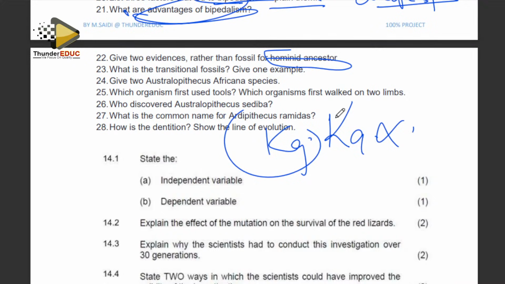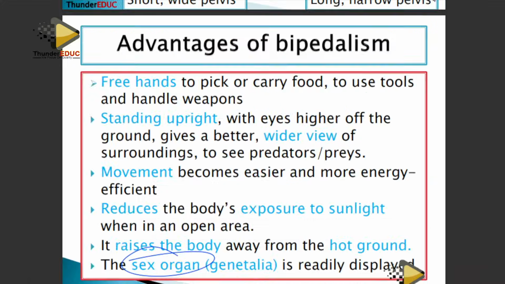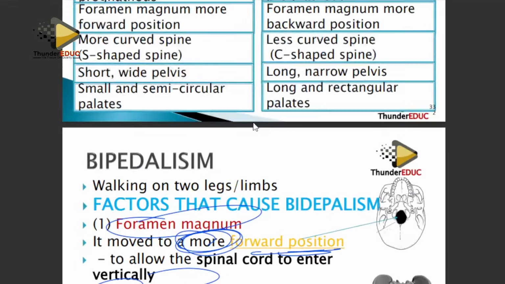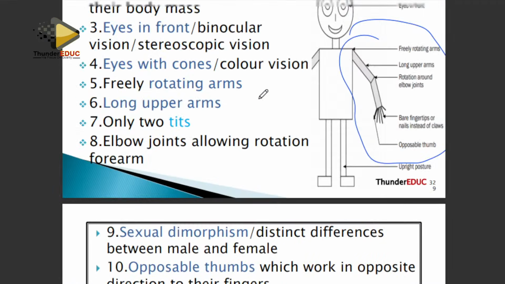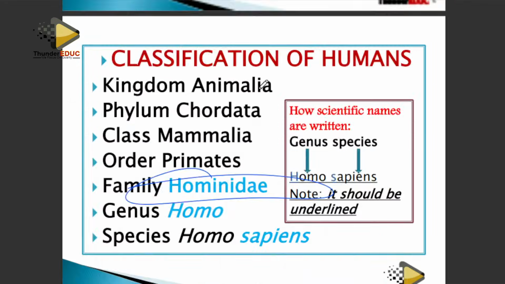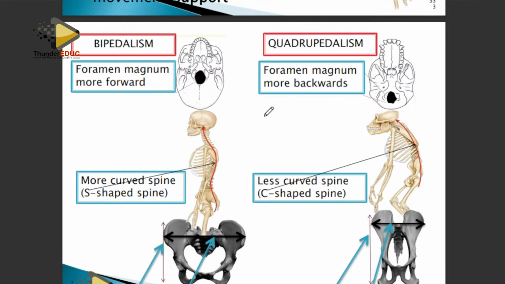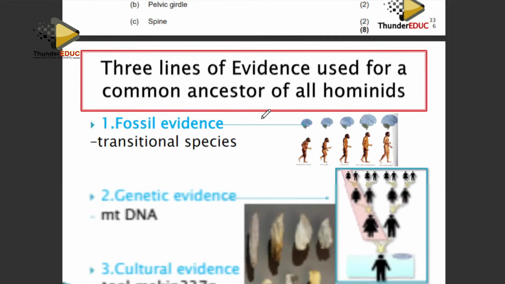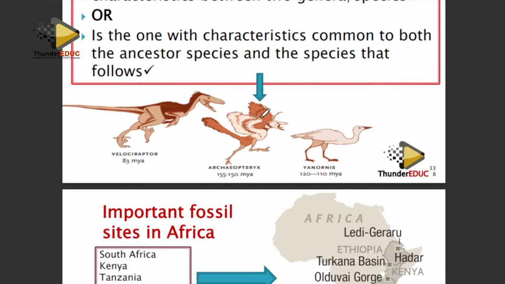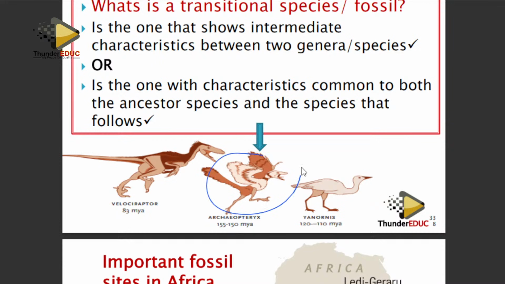What is the transitional fossil? A transitional fossil is a fossil which has the characteristics of the primitive ancestor and the characteristics of the next generation, the organism which follows it. Yes, this is the transitional fossil. If you look at it, it has the characteristics of this and the characteristics of this.